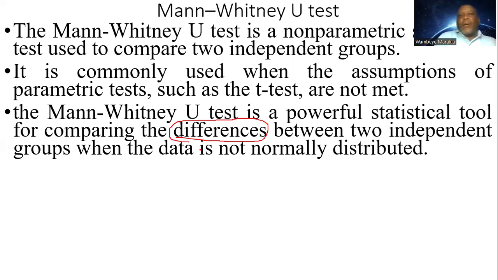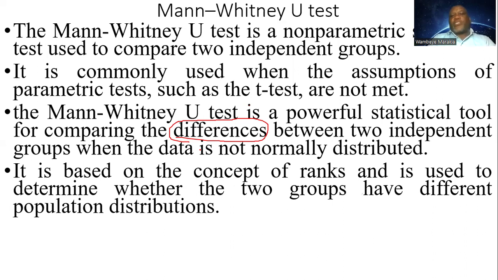So here, we don't use it looking for association. We don't use this one looking for a relationship, but we use this one to look for the differences between the two groups. Very important that when we are using this test, if you are looking for the differences between the two groups, then this is the test to choose. But we have also said that it is only used when the assumptions of parametric tests are not met.